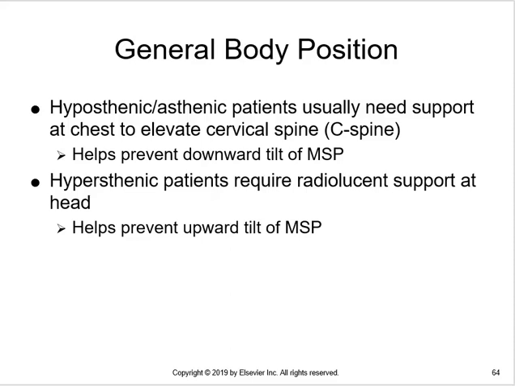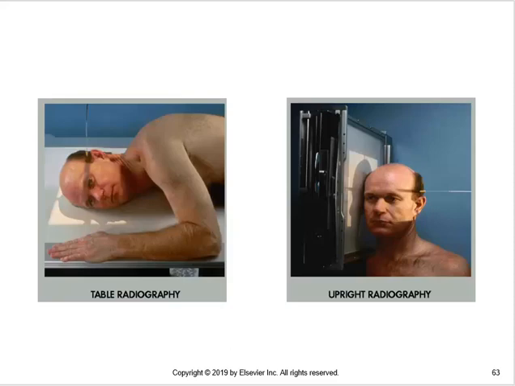So back to the position here, the picture here. If you had a hypersthenic patient, what you might have to do in order to get that interpupillary line perpendicular to get a true lateral position is elevate the patient's head. You may have to build his head up, put it on something, and of course that's going to increase your OID, which increases magnification, decreases sharpness or recorded detail.